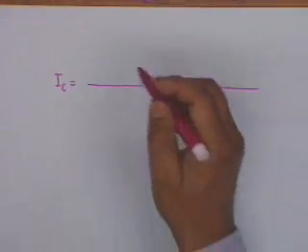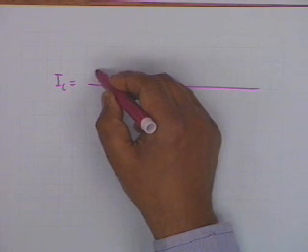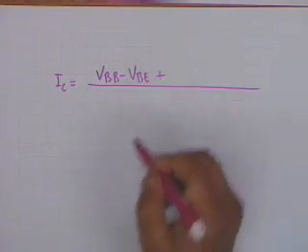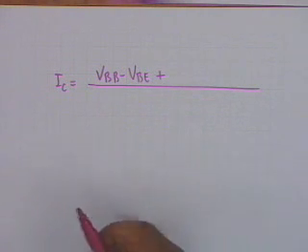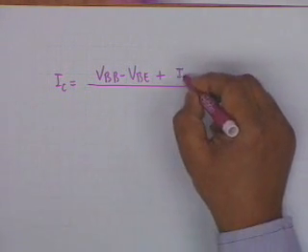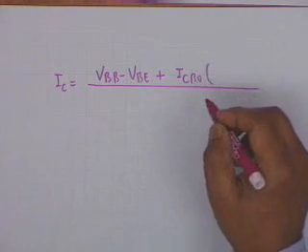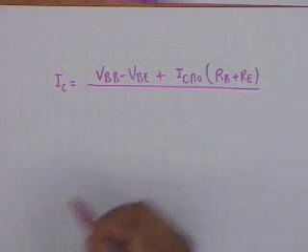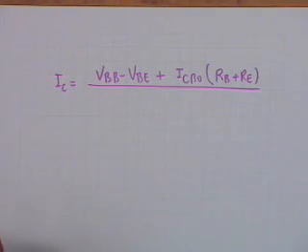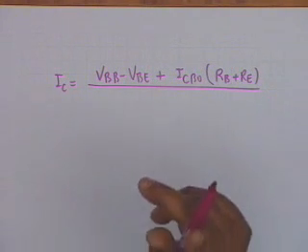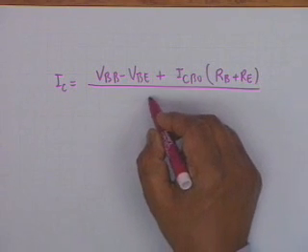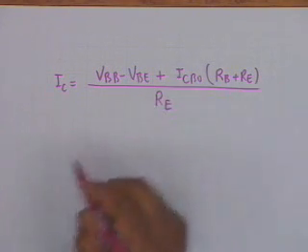It will simplify to VBB minus VBE plus beta plus 1 divided by beta, which we take as 1, so ICBO times Rb plus Re. If we compare the previous expression, beta plus 1 divided by beta we take as 1, and therefore ICBO times Rb plus Re, and in the denominator we shall have simply Re, because that beta term is negligible.